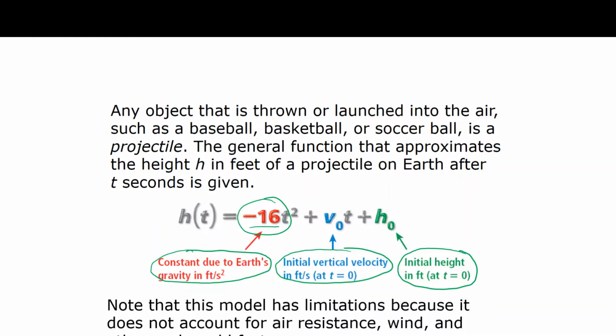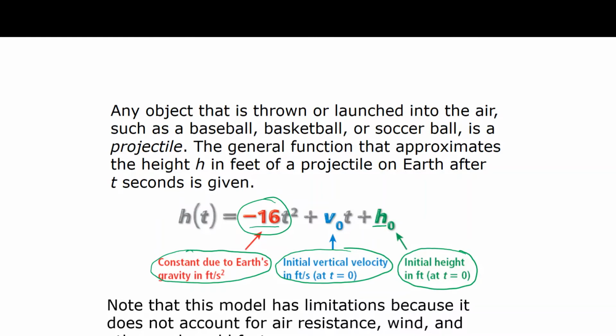So when t is 0 here, we have no gravity. When time is 0, there's no gravity pulling on our object. We have no velocity. So all we have left is our h, which tells us where we're starting from. All right? So sometimes we'll be kicking a soccer ball from the ground, and other times we might be on a building kicking the soccer ball off. So that's where our initial height is going to come into play.